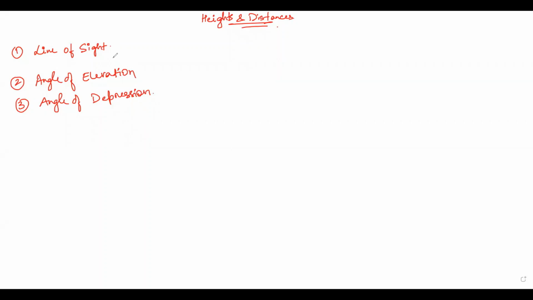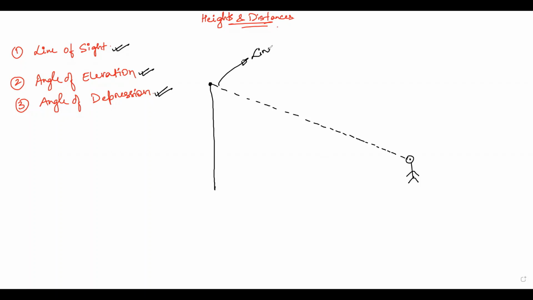To understand this topic clearly, we need to know some of the definitions, which are line of sight, angle of elevation, and angle of depression. So first, let us see what these definitions mean. Suppose there is a building and there is a person standing in front of this building. Then the line which is being drawn from the eyes of this observer to the point being viewed on this object can be termed as line of sight.